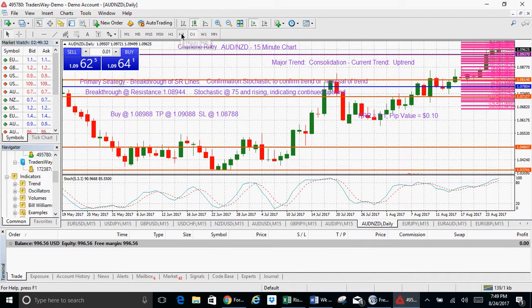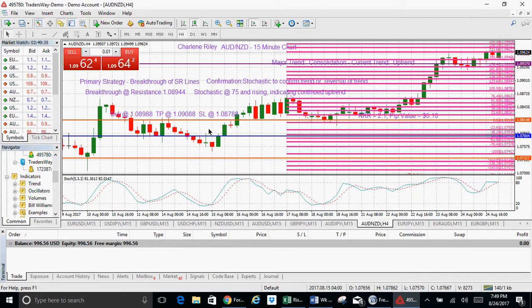Now, looking at the 4-hour chart, I see again that the market has been in an uptrend on the Australian dollar, New Zealand dollar, but that it is currently in consolidation. The support and resistance lines that I plotted are still good, and the Fibonacci lines are also still good.